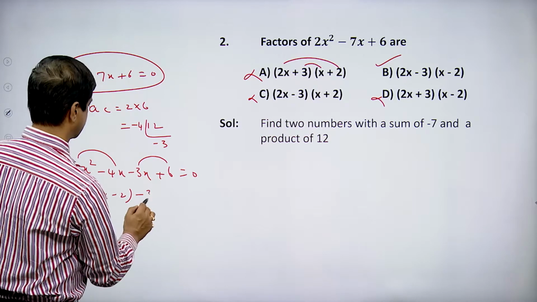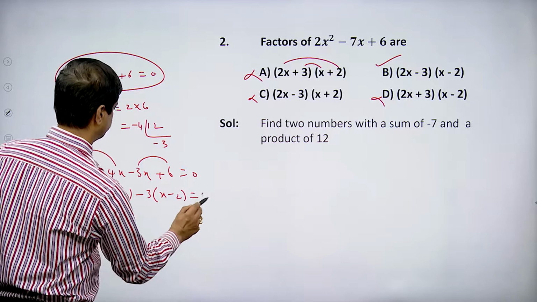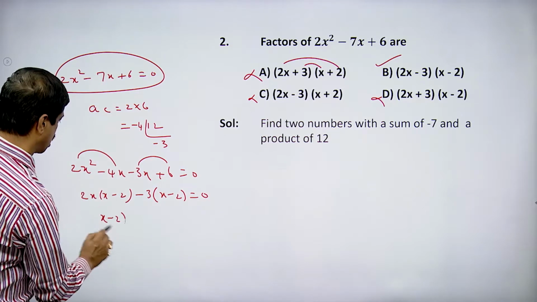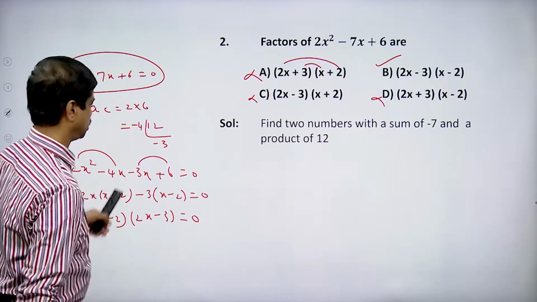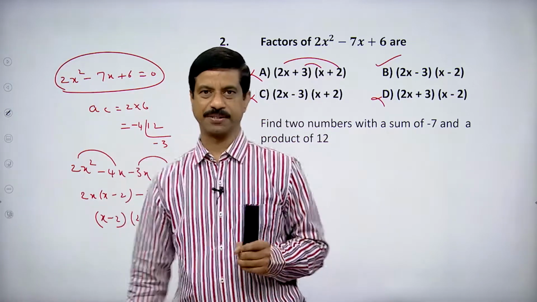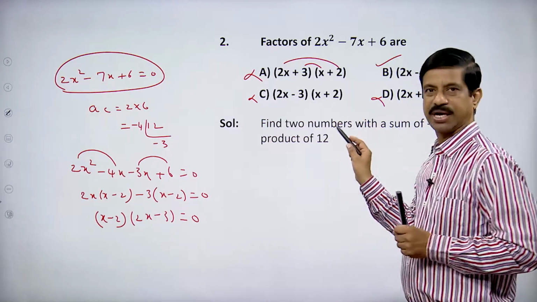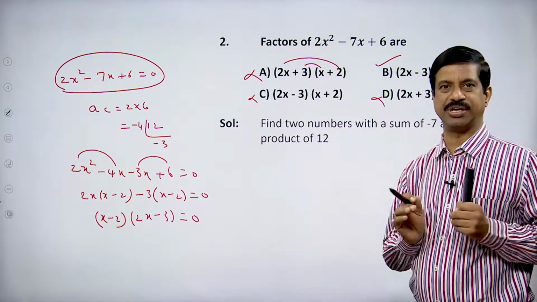Between these two you take minus 3 common, you will get x minus 2. So, take x minus 2 common between these two, so you will get 2x minus 3. So, this is the way we need to break into factors. Now, without breaking into factors, just by observation we will tell.